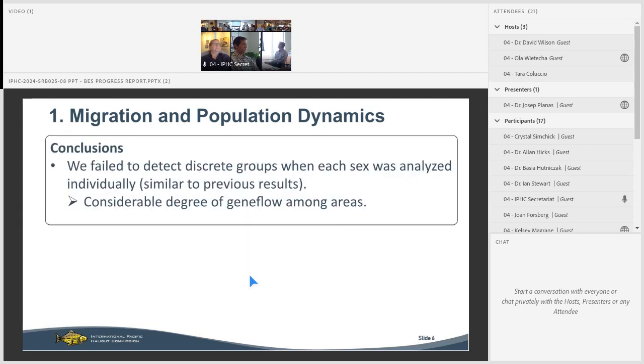So in summary, we failed to detect discrete genetic groups of Pacific halibut when each sex was analyzed independent of one another. This is similar to the previous results of the analyses that we've presented, again probably owing to a considerable degree of gene flow among areas. And that's likely due to the migratory behavior of the species. So that's all I have for the genomics. If there are questions, we can do those now, or pass it back to Joseph.